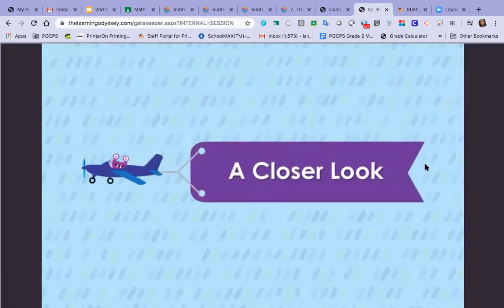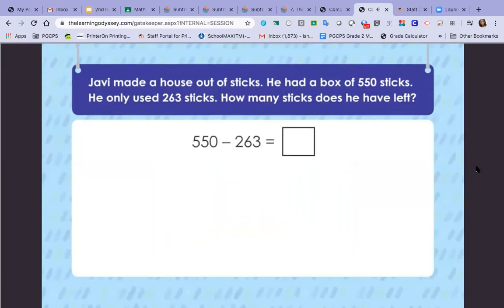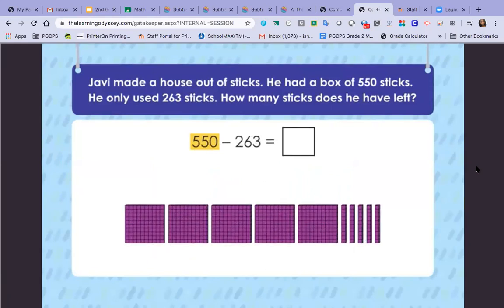Let's take a closer look at another way to solve the same problem. Let's check back in with Javi. Remember his stick project? Javi made a house out of sticks. He had a box of 550 sticks. He only used 263 sticks. How many sticks does he have left? This time, let's use base 10 blocks to solve. We can start by showing 550 with 5 hundreds flats and 5 tens rods. Now we need to subtract 263.